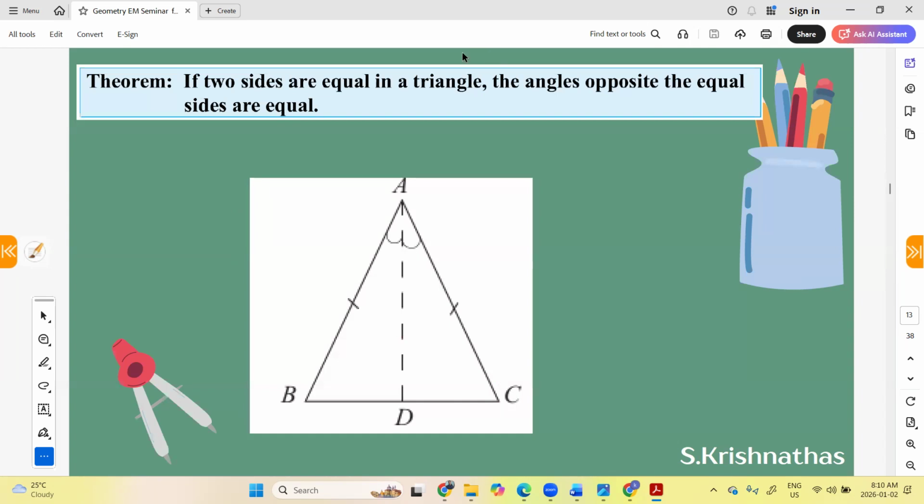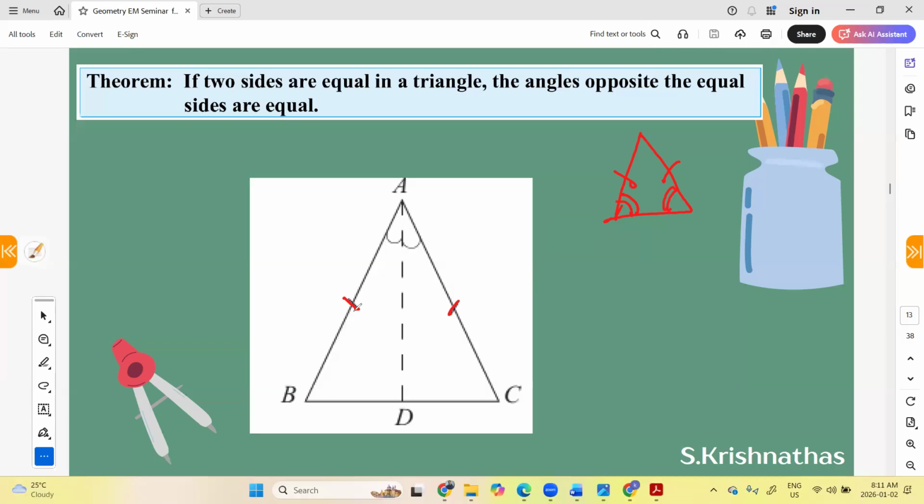Isosceles triangle theorem. What is the theorem? If two sides are equal in a triangle, the angles opposite those sides are equal. That means, students, if two sides are equal in a triangle, the opposite of this side is this angle, the opposite of this side is this angle. These two angles are equal. Okay, right, students, the formal proof for this theorem.